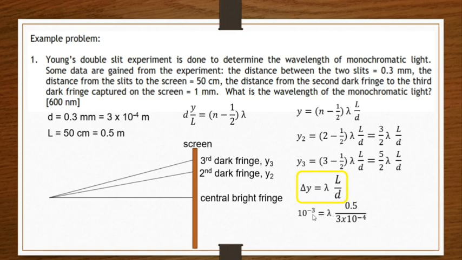Delta y is 10 to the minus 3. Lambda is what we are going to calculate. L is 0.5 here. And that d is 3 times 10 to the minus 4. So I can find that lambda is equal to 6 times 10 to the minus 7 meters, or 600 nanometers.